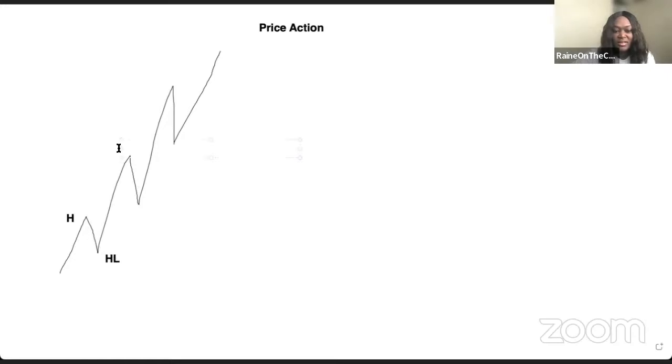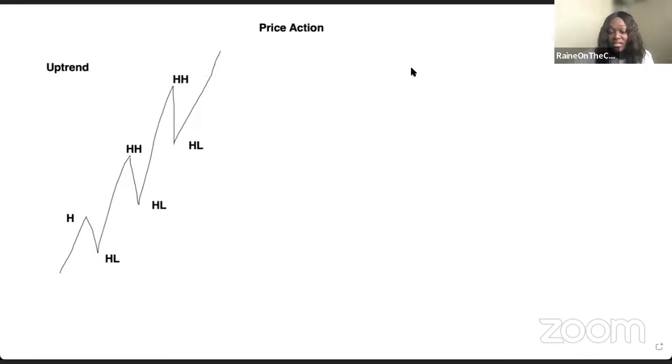Then we're going to have a higher high, higher low, higher high, higher low. And that's how you identify an uptrend, right? The high, higher low, higher high, higher low, higher high, higher low. So this is the uptrend. Got it?